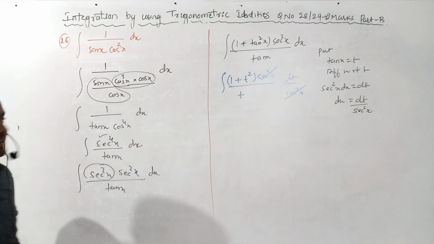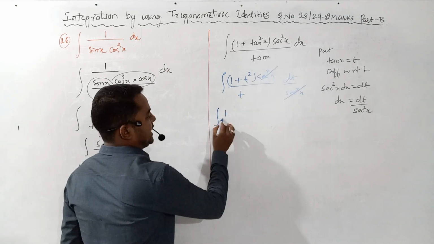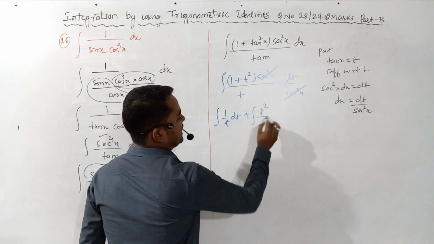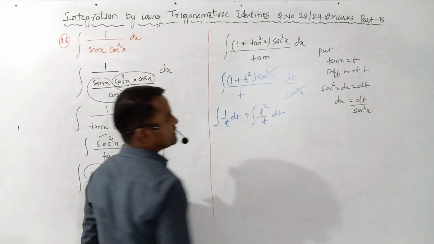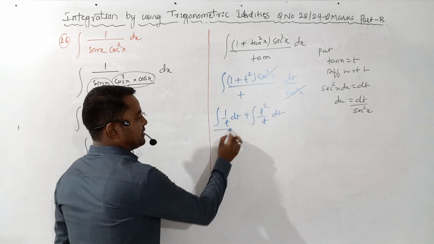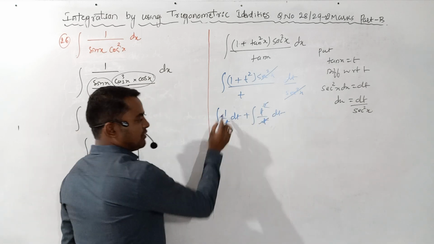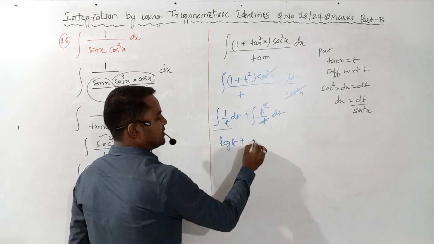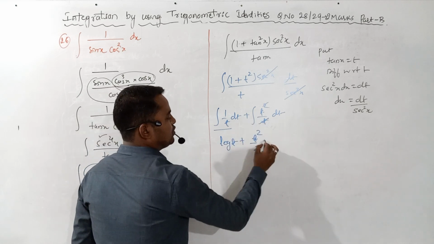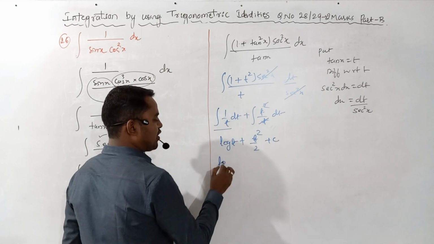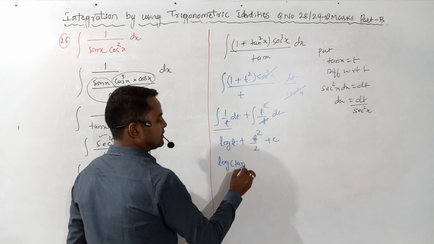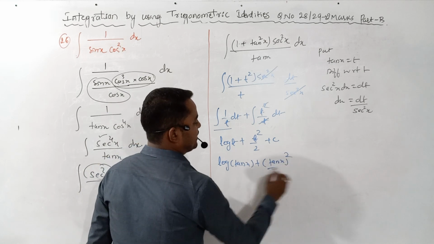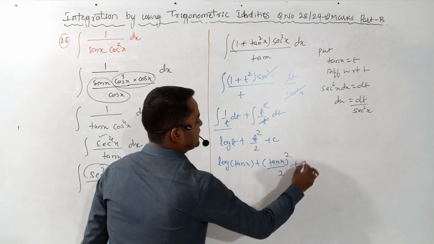Cancel. Yes. Now this one is 1 by t dt. Separate the two terms. t square by t dt. Yes. 1 by t cancel, 1 by t means what? Log t. Plus integration of t means t square by 2 plus c. What is the value of t? Log of tan x plus tan x bracket square divided by 2 plus c. This is the final answer.